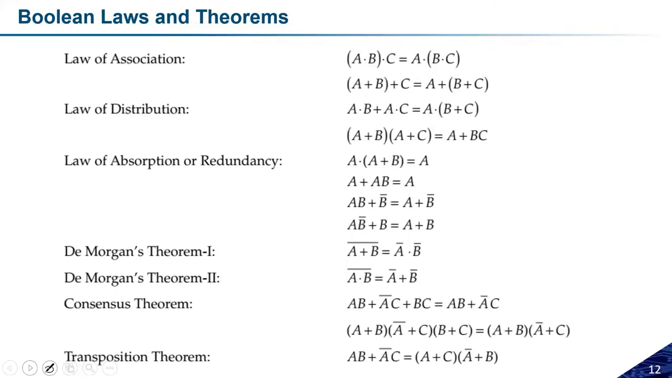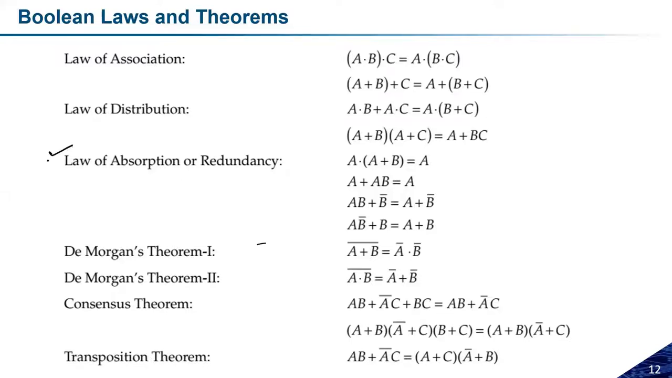Yeah, so here we have some other laws, like the law of association. The law of association is like A plus B plus C is the same as A plus B in brackets plus C, something like that. So this is the law of association. Similarly, you can do it for the AND operation. So A dot B dot C is equal to A dot B in brackets dot C, something like that. Law of distribution. So these are all the laws.